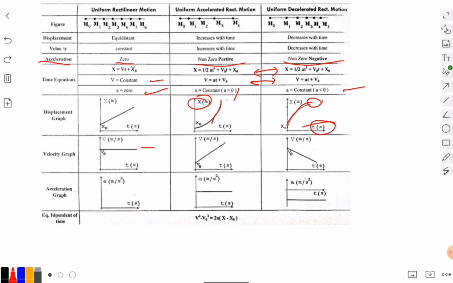Acceleration graph: in uniform rectilinear motion it is equal to 0, and in uniform accelerated rectilinear motion it is positive and constant, so it's a horizontal straight line, and in uniform decelerated rectilinear motion it is negative, so it's a horizontal straight line below the x-axis. The independent time equation for uniform accelerated rectilinear motion or uniform decelerated rectilinear motion is v final squared minus v initial squared equal to 2a times x final minus x initial.